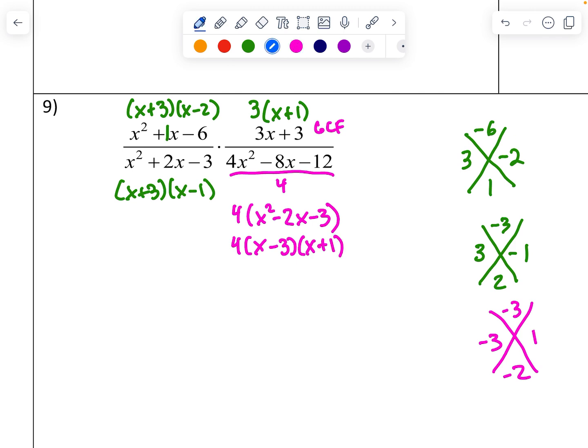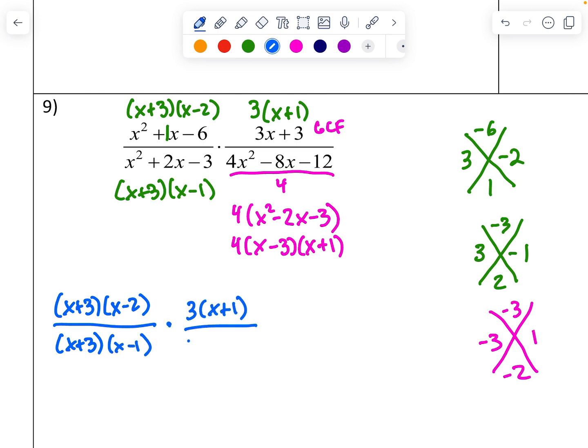So I'm going to rewrite all that just to make it look nicer. So we've got x plus 3 over x minus 2, over x plus 3, x minus 1. We've got a 3 and an x plus 1, and a 4, x minus 3, x plus 1.